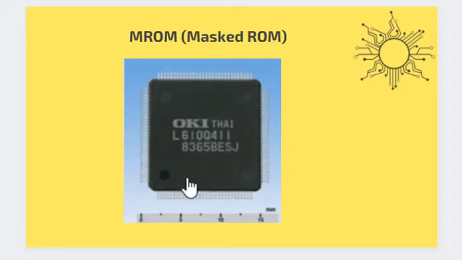The one that you can see on your screen is an example of MROM or masked ROM. The very first ROMs were hardwired devices that contained a pre-programmed set of data or instructions. These kinds of ROMs are known as masked ROMs. It is an inexpensive ROM. That means these ROMs are cheap.